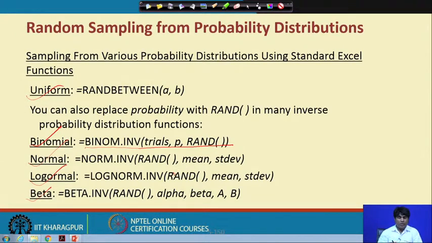So you just go to the Excel spreadsheet and put an equal sign, and by default for the binomial distribution, this command will come. You just have to fill in the trials, then the particular probability, and then the randomized figures, and then the particular distribution will be created automatically. Similarly, for the normal distribution, this is the command: the random structure, and then mean and standard deviation, because mean mu and standard deviation sigma are the population parameters for the normal distribution.